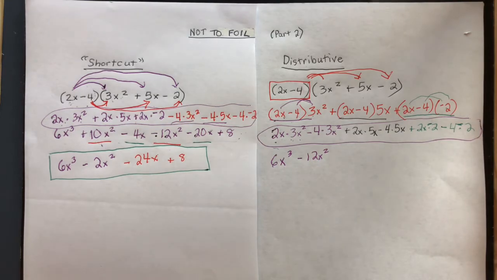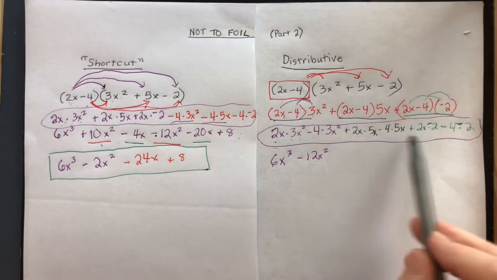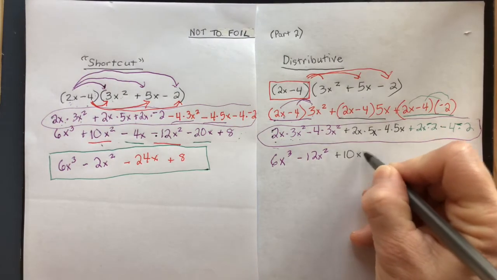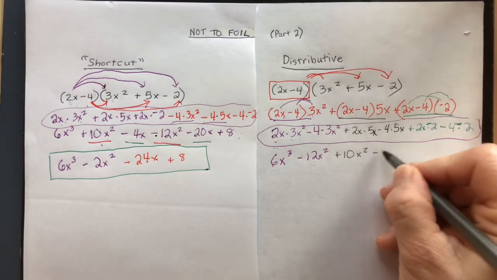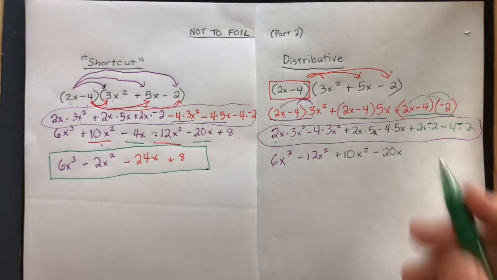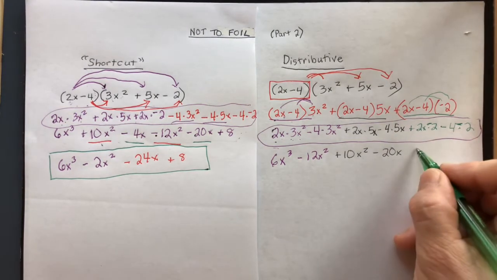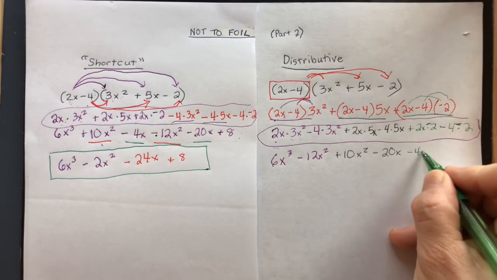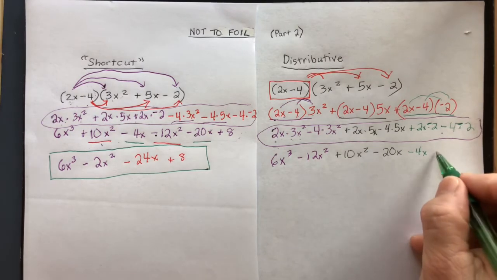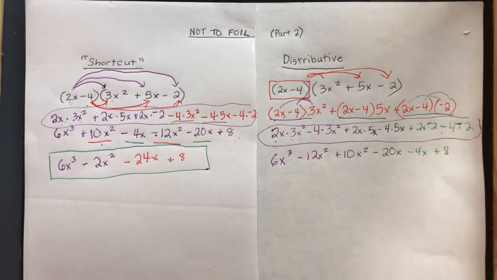All right, now I'm going to go ahead and multiply out the rest of this. This is plus 10x squared minus 20x. And then this part, minus 4x. And you have minus, minus. So that's going to give you a plus when you multiply those.